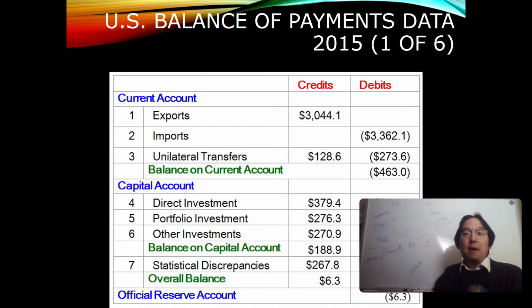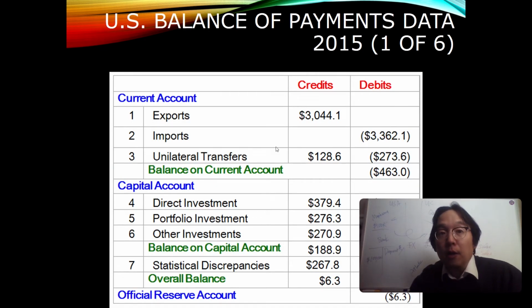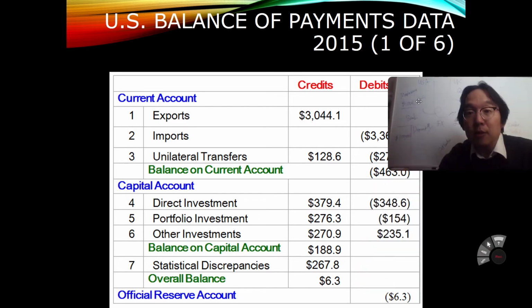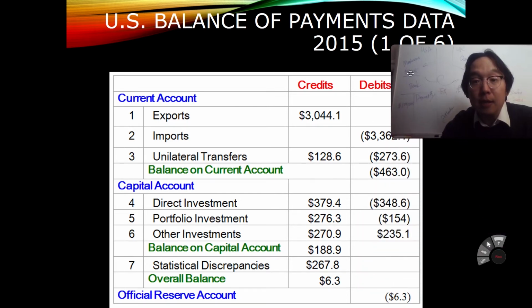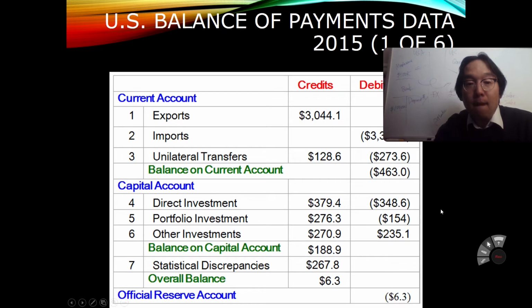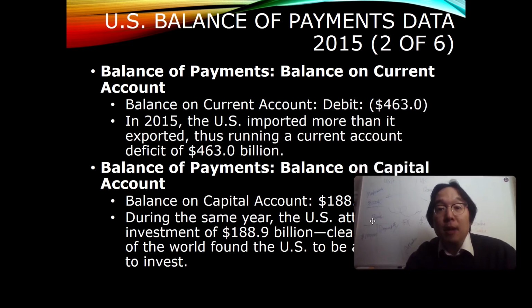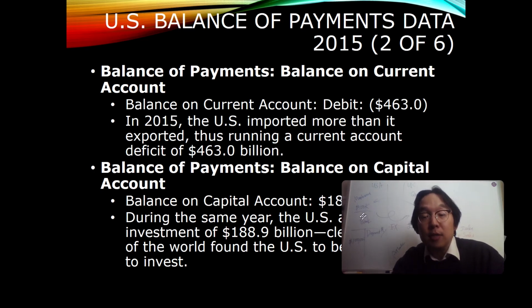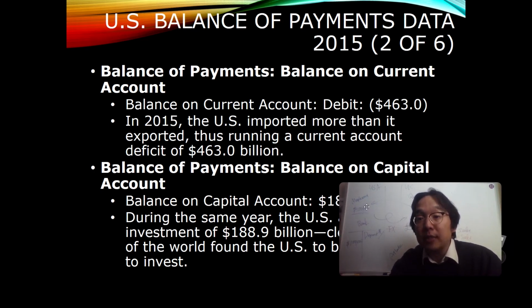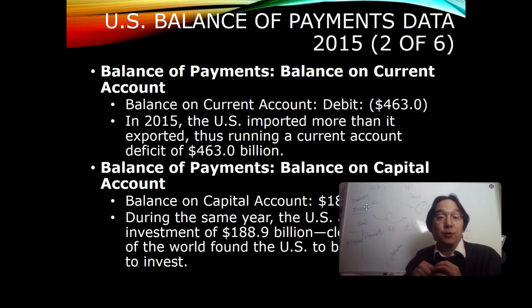Anyway, right. So the U.S. balance of payments in 2015 is summarized again over here. And then balance of payments on current account. Debit, we see debit of $463 billion, which is your import. In the U.S., the United States imported more than it exported, thus running a current account deficit of $463 billion.